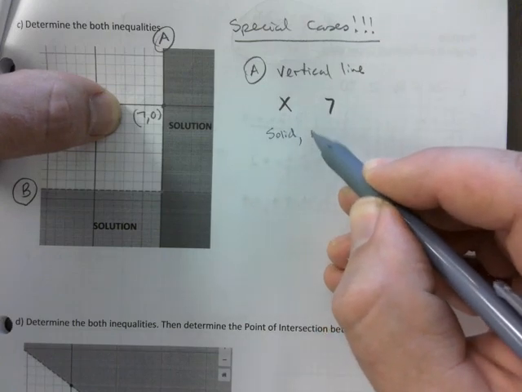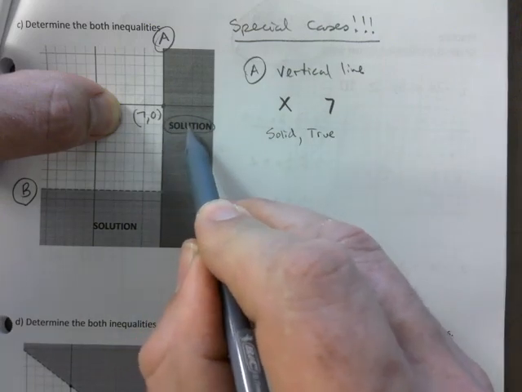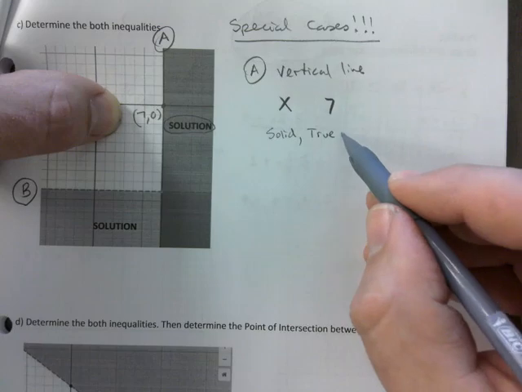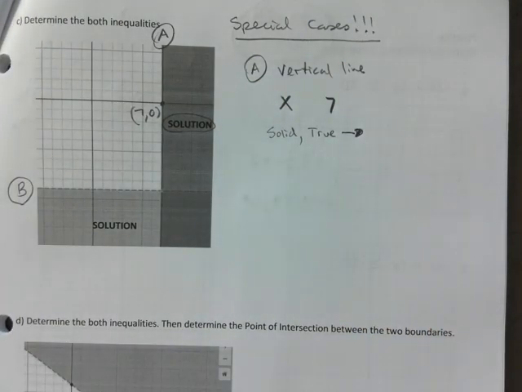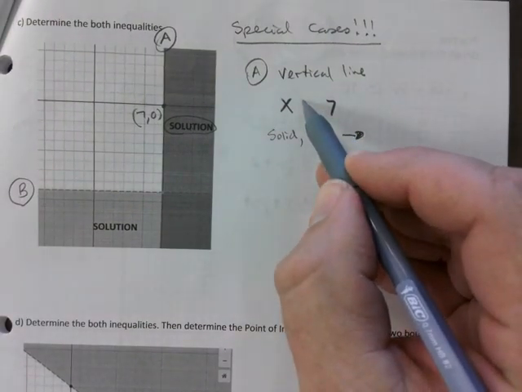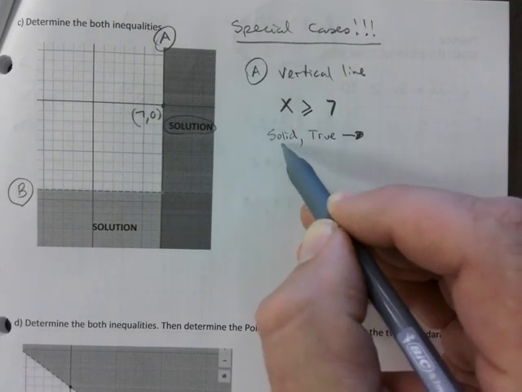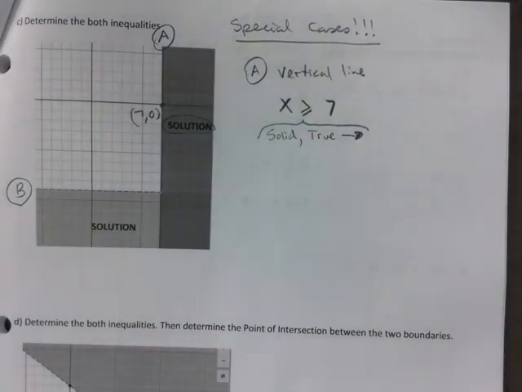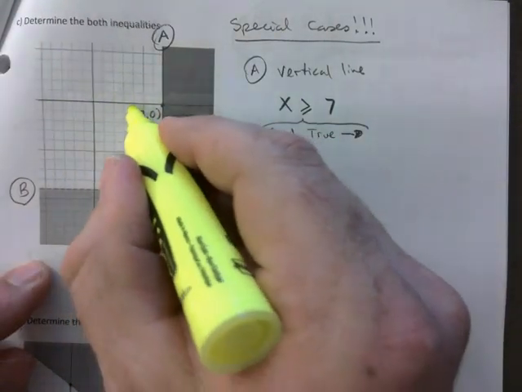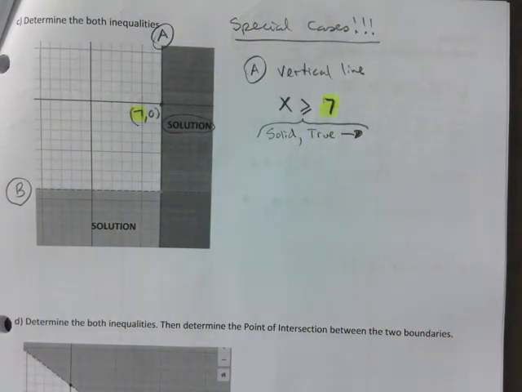And where's the true region? Look at solution, don't look at the shading, right? It's to the right. So you look at your study sheet. It should be going this way, right? And you have an equal sign because of the solid. So again, and if you want to highlight where did I get the 7 from, I got it from the x-intercept.